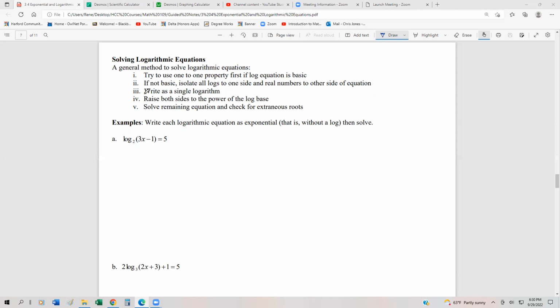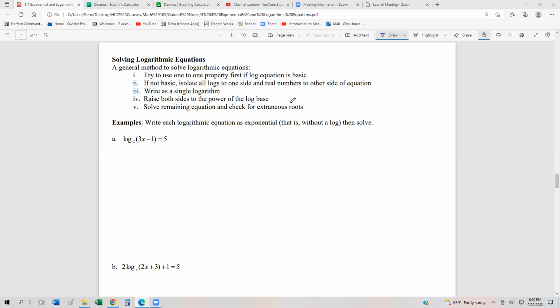Then we're going to use our rules to where we can change a logarithm into an exponent. And we remember the mantra that a logarithm is an exponent. So we can use the base and the exponent to be able to transform that function. Then we're going to raise both sides to the power of the log base, and then finally we are going to solve the remaining equation and check for any extraneous roots.